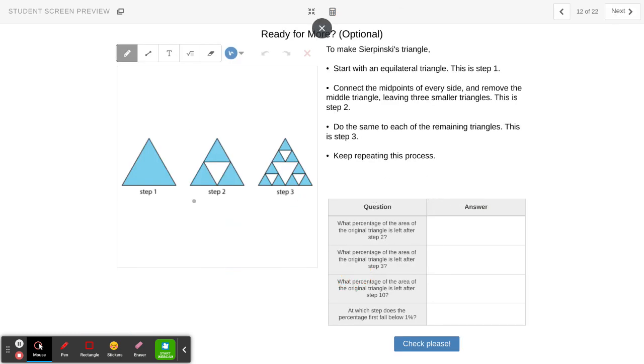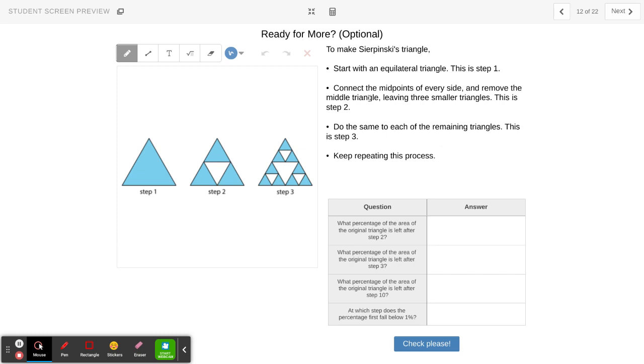Okay, so now we're on an optional slide here. This is a challenge slide. You do not have to do this. However, you can. Okay, so if we take a look at it, it says that this is Sierpinski's triangle, and it even tells us how to make it. So step one, you have an equilateral triangle. Then you can connect the midpoint, so that means halfway on each side. So notice that's what they did in step two.